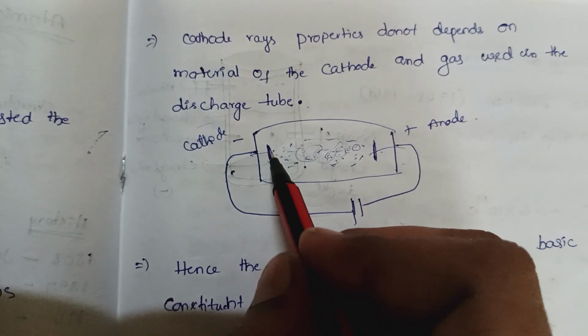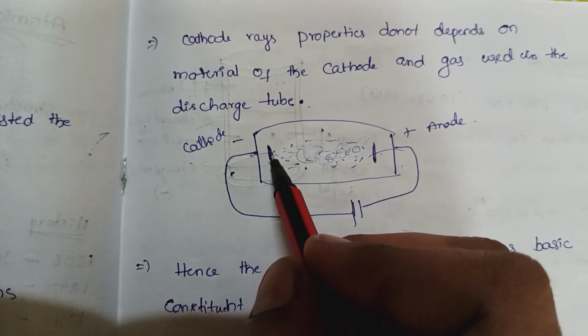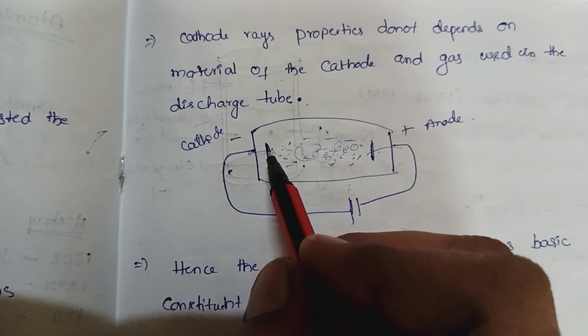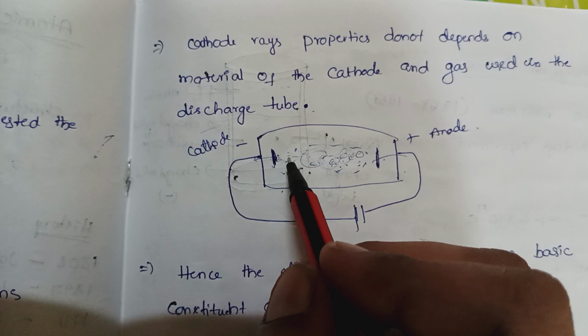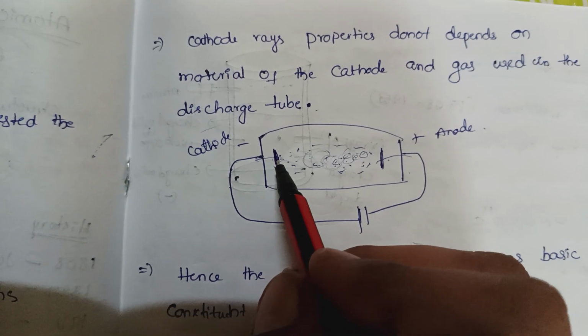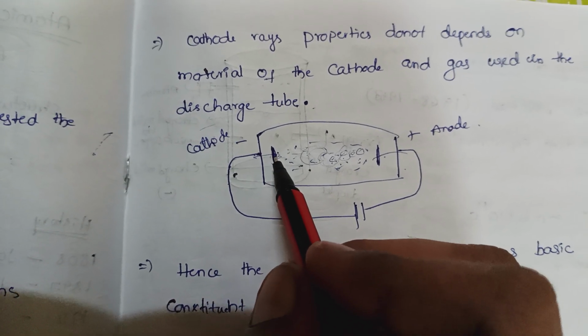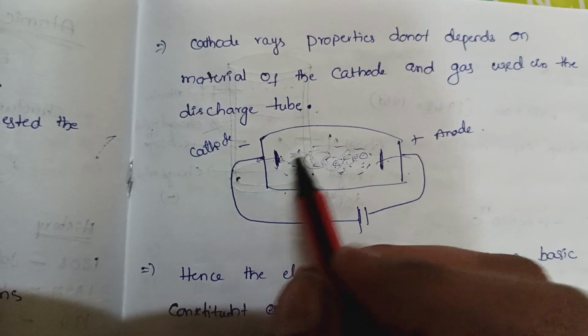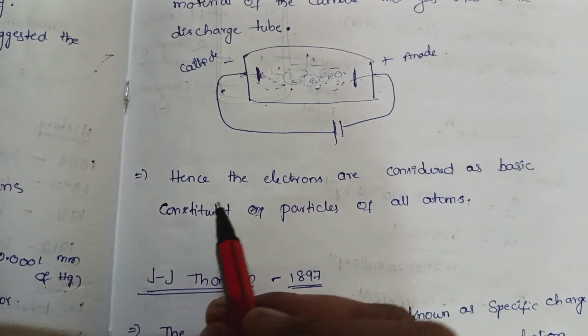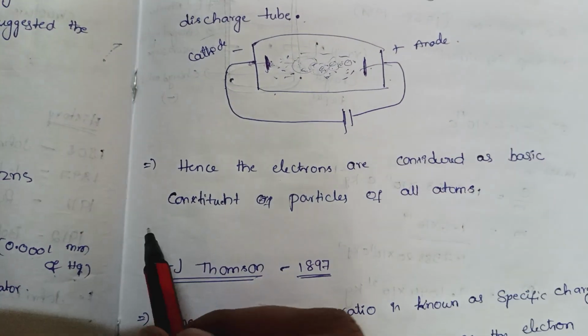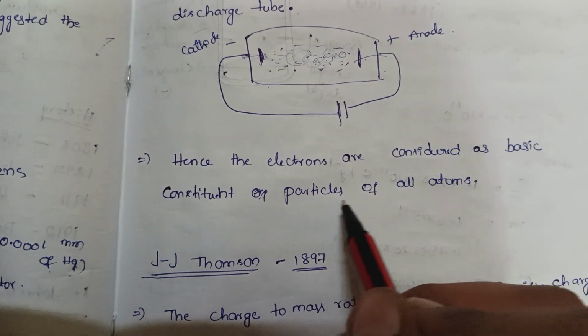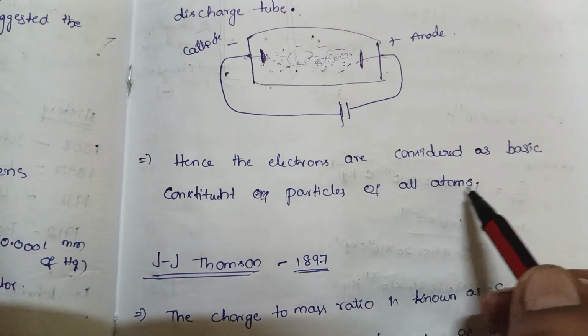And this is metal. The material we use for the metal also does not matter; cathode ray properties do not depend on the material of the metal. Hence the electrons are considered as basic constituent particles of all atoms.